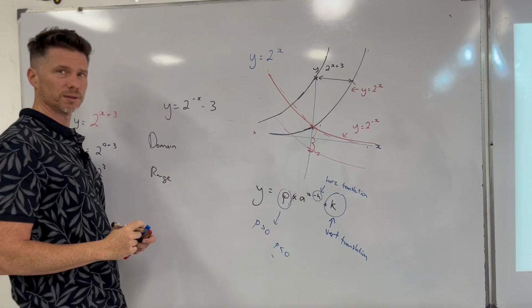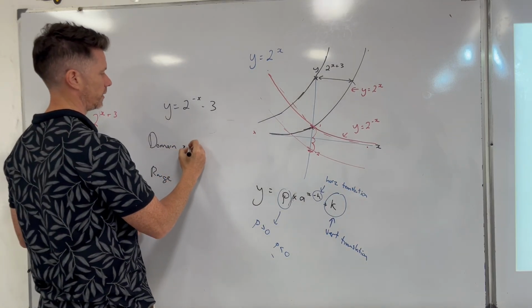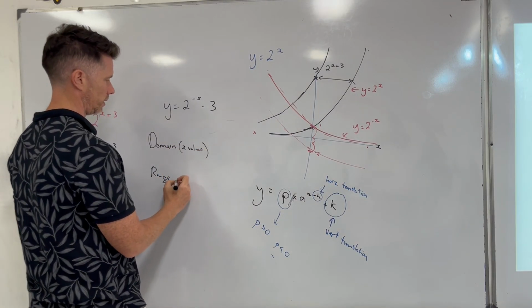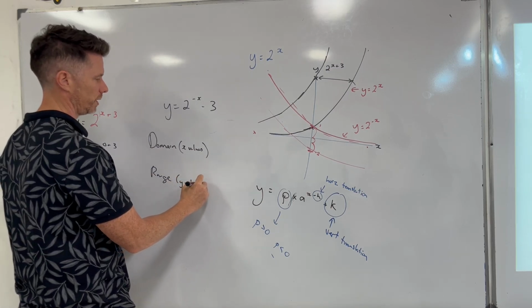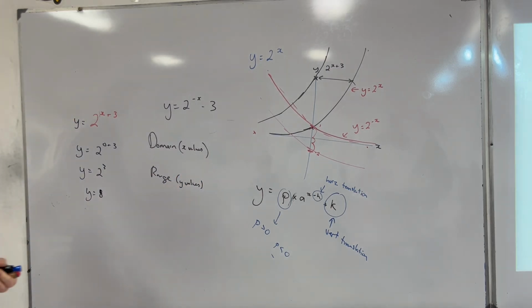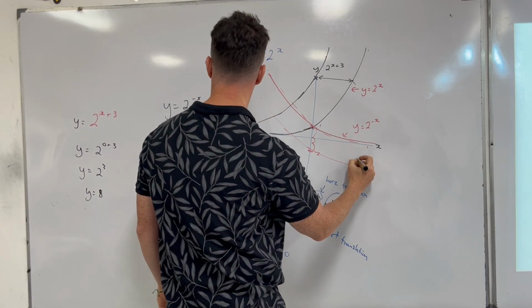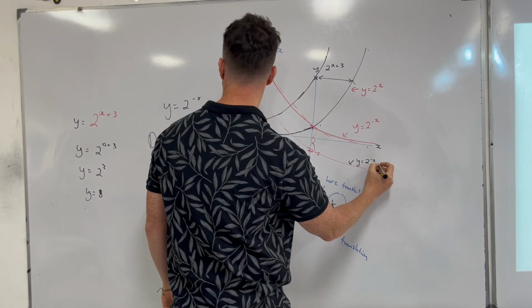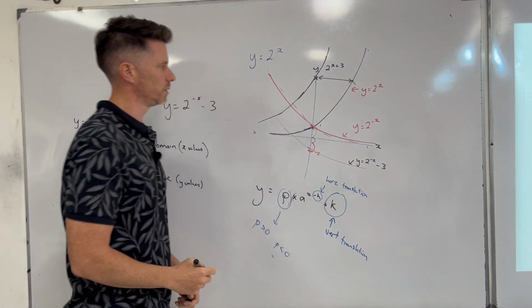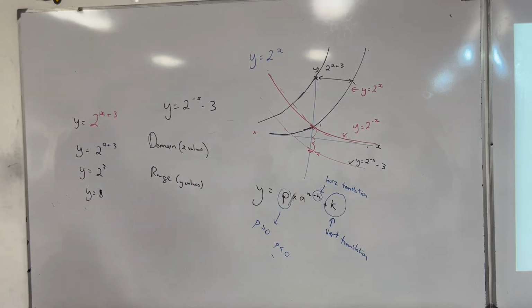What's the domain? What are the x values? X values are input values, and the range is then the y values, all possible y values, the output values. Okay, so what's the domain of this function? X is all real numbers. So I've drawn it here. That's y is equal to 2 to the negative x minus 3. We drew a sketch. So the range would be negative 3 to infinity.